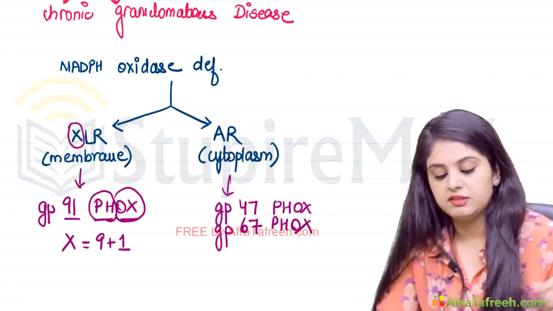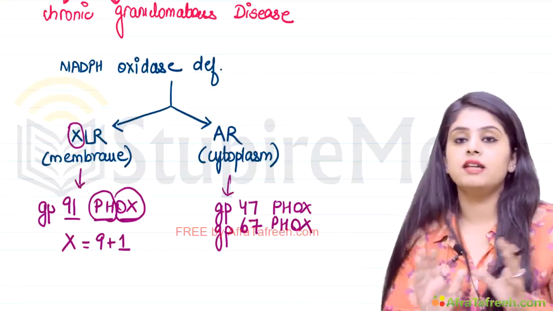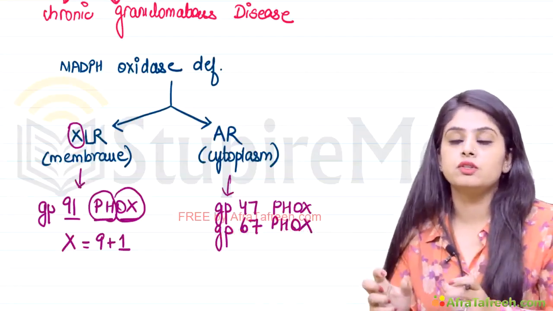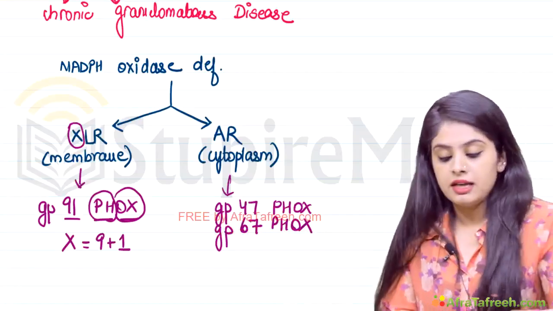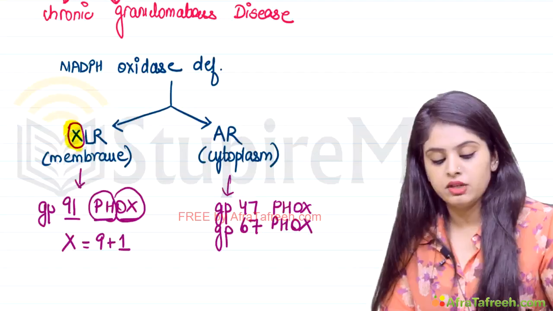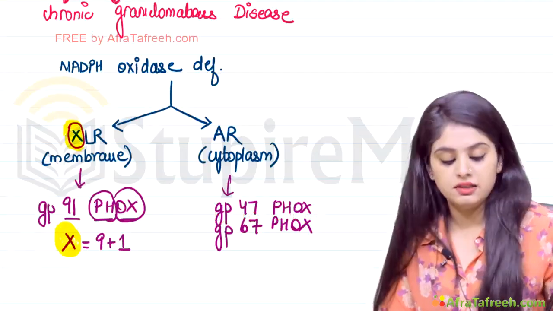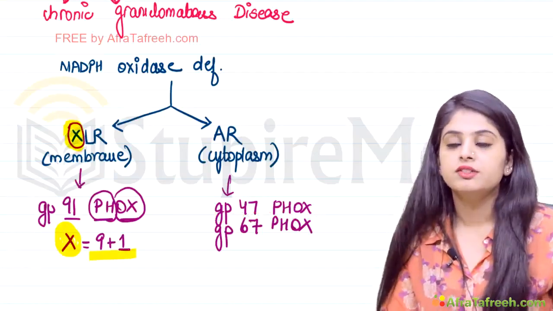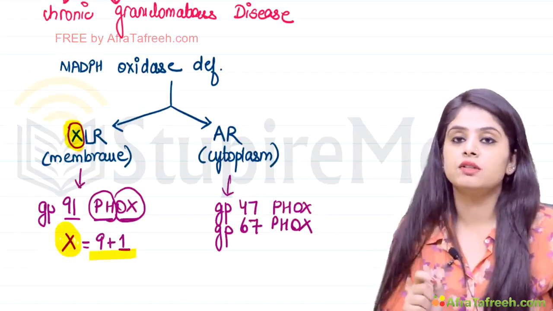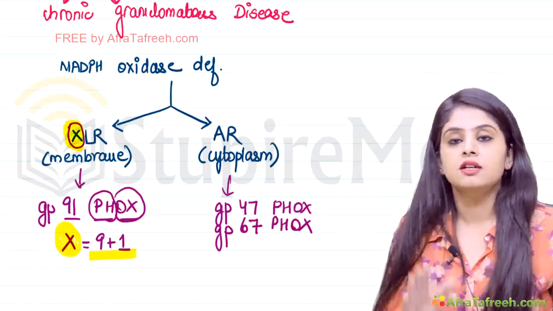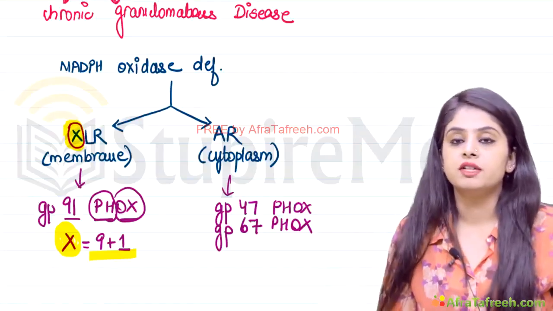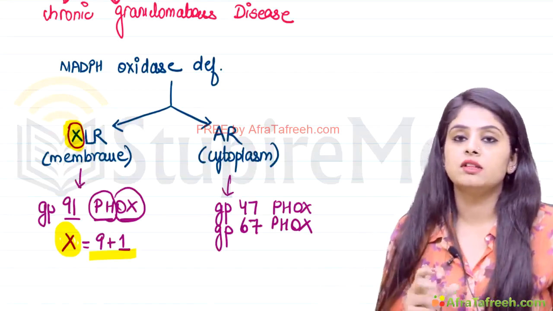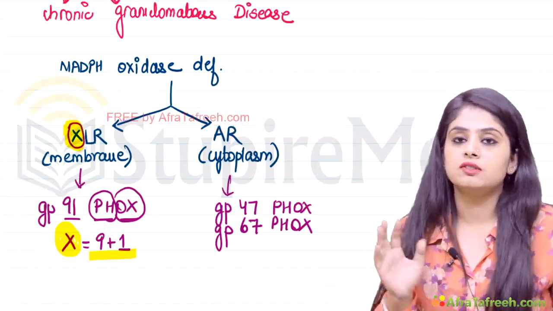GP47 and GP67. So students, in the exam you should not confuse which GP defect was seen in which inheritance. So how will you remember this? X-linked recessive, X you can remember as a 10, and that is equal to 9 plus 1. So GP91 PHOX is what is defective in X-linked recessive. 47 and 67 then become autosomal recessive. So now you've understood the basic concept that NADPH oxidase deficiency is going to happen.